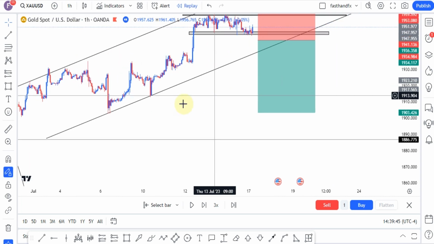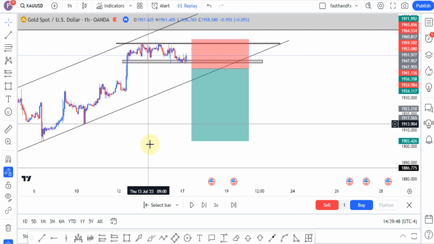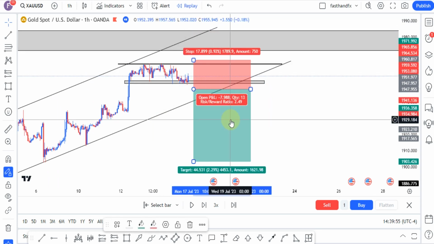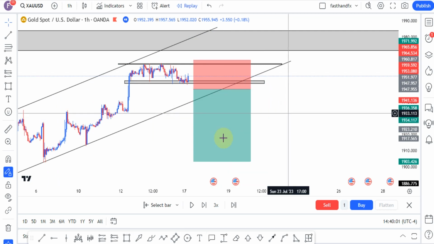Yeah, so let's see. But if the market does break above this area, we go in for buys. So let's see, guys. Let's see what the market does.